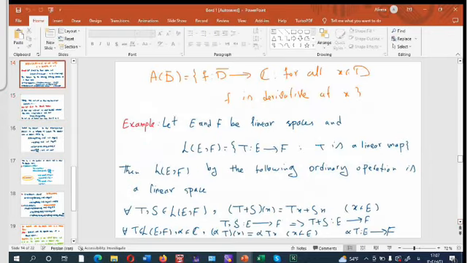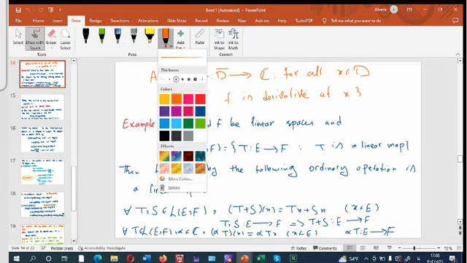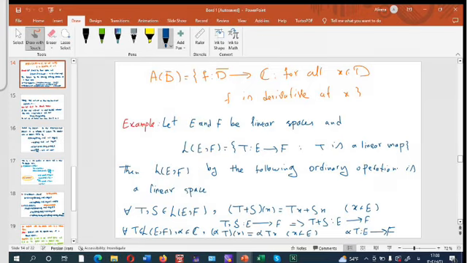Below, L of E and F is the set of all T from E to F such that T is a linear map. Then L of E and F, with the following ordinary operations, is a linear space. Okay?